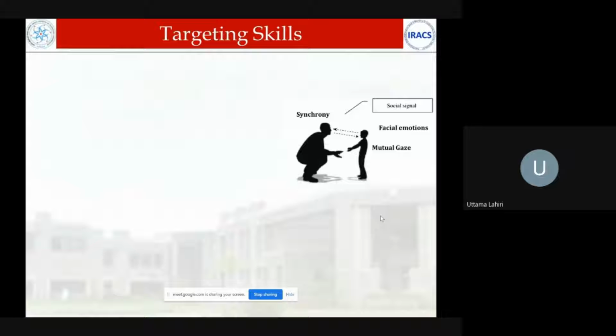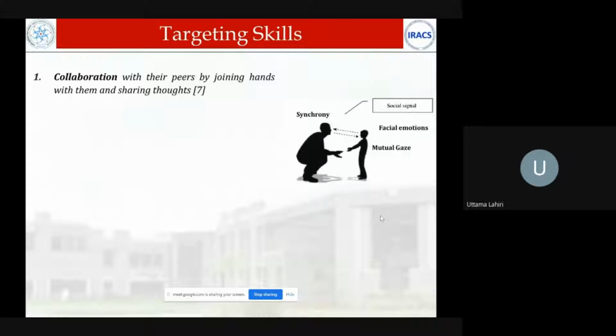Now, you find that there are different types of social communication skills. Particularly here, I'll be discussing today facial emotions and, of course, mutual gaze, because when we communicate with a social partner, we reciprocate gaze, and we detect their facial emotional expressions and then accordingly reciprocate in order to establish synchrony in the social communication process.